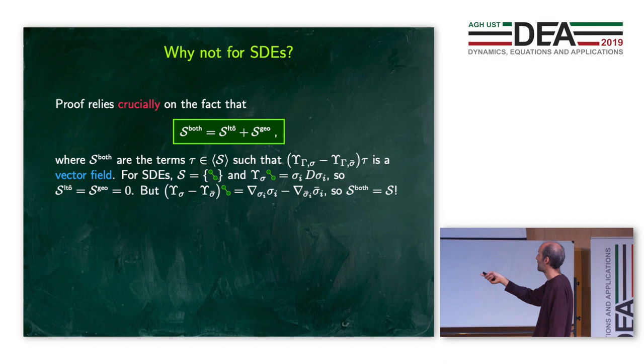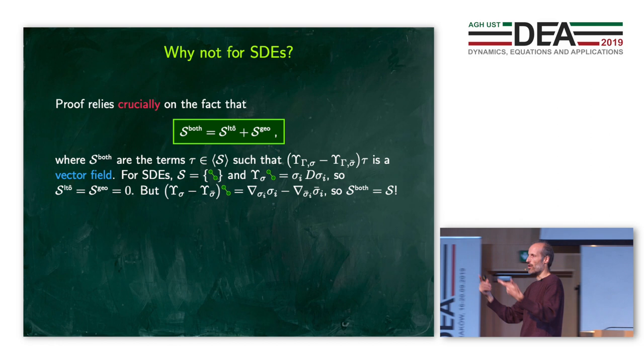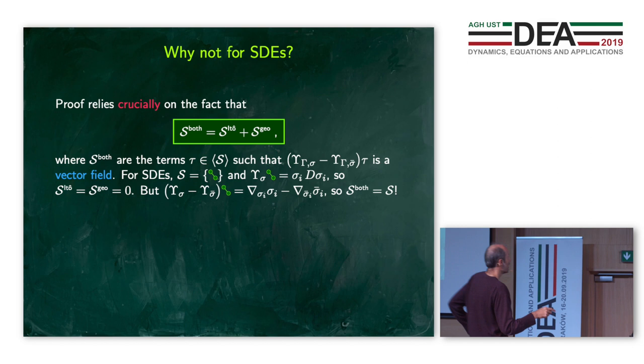And same for the Itô thing. So that thing, I mean, it's quadratic in sigma, but it cannot be just written as a function of sigma sigma transpose. Okay, so it doesn't pair up in the right way. And so the other space is also zero.